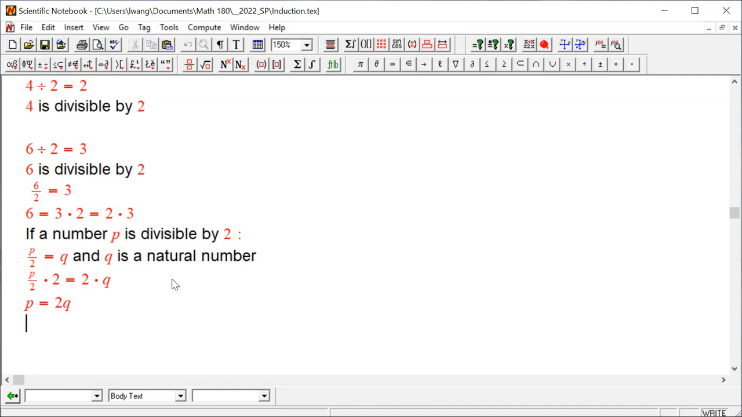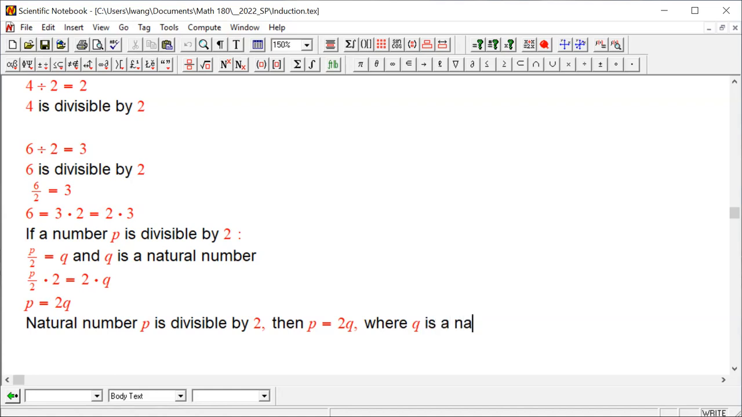Okay, so let me write it down. If a natural number P is divisible by 2, then P equals 2 times Q, where Q is a natural number.